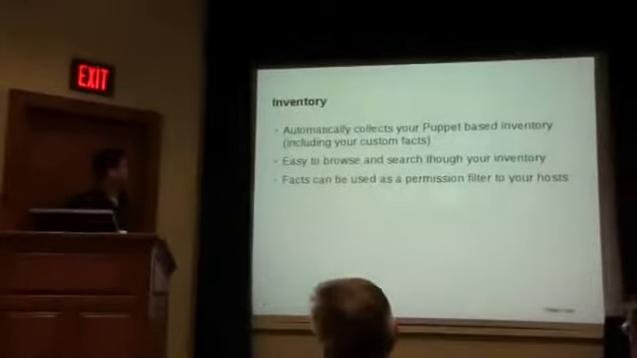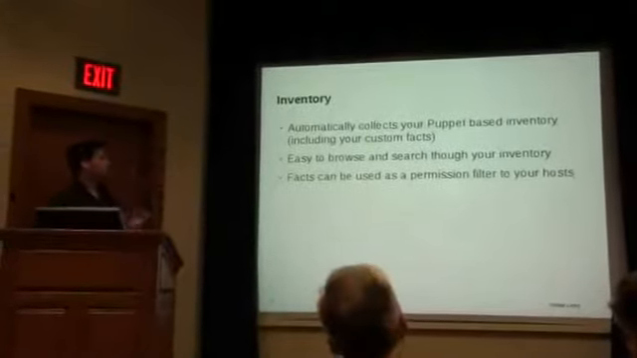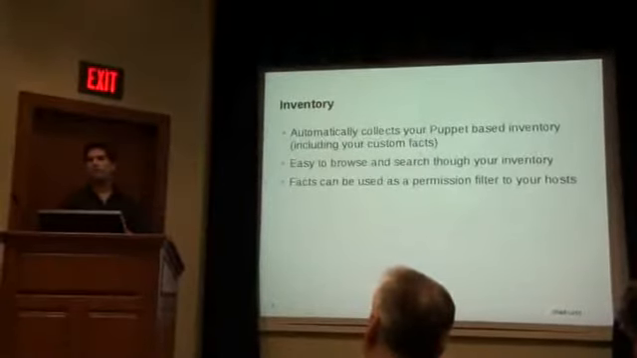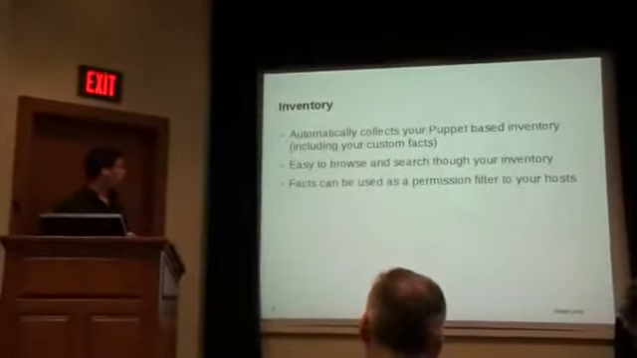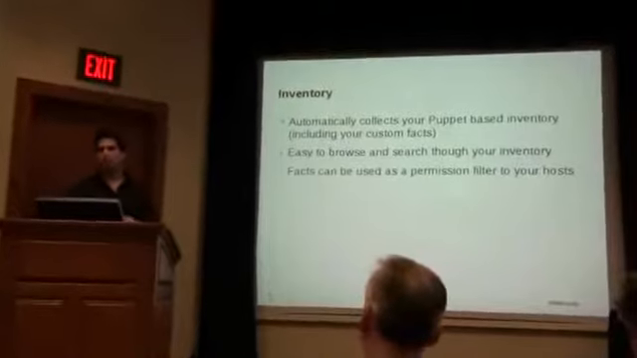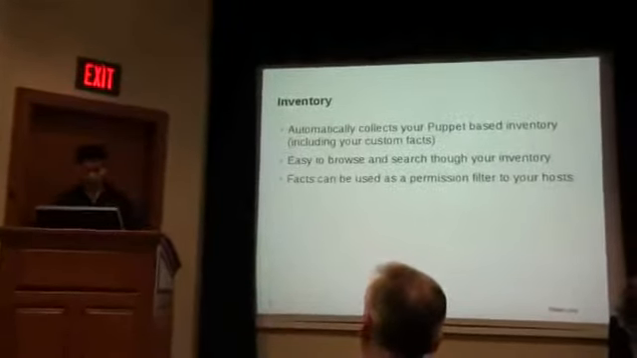Okay, so inventory. What we have in inventory is basically facts. That means we get your normal Facter output plus your custom facts in the UI. You could browse them, not very useful. You could search for them, that's probably very useful. And you can even use them for applying permissions.